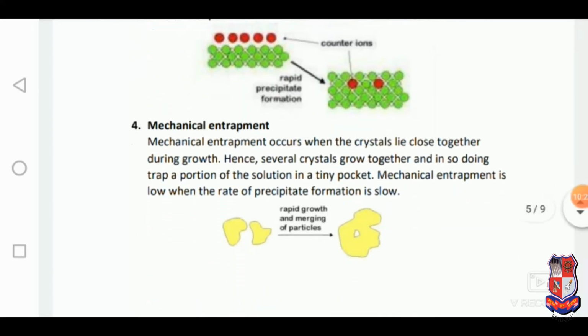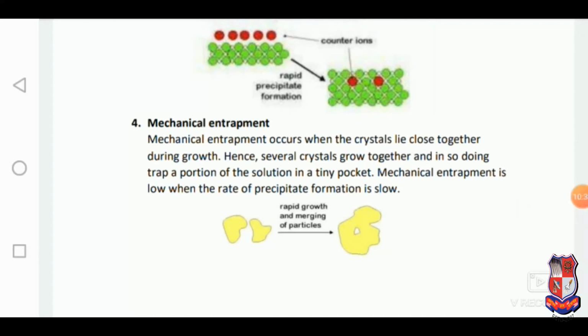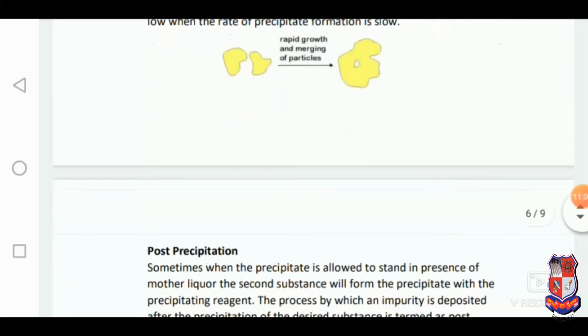The fourth one is mechanical entrapment. As you can see, there is a gap inside the precipitate, because of which there is a void volume, and that void volume contains some amount of the solution which is already there in the precipitating solution. Mechanical entrapment is low when the rate of precipitate formation is low. So accordingly, we have to optimize the size of the precipitate so that we do not get mechanical entrapment of the solution, and finally we get the pure precipitate.